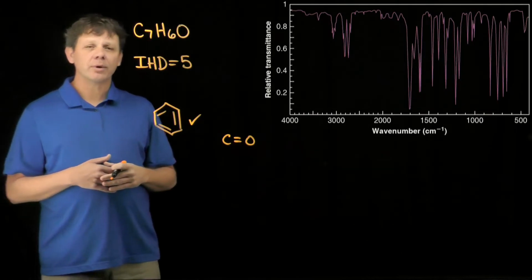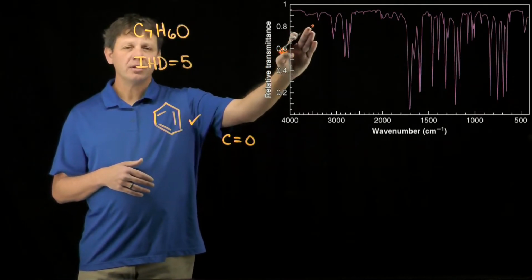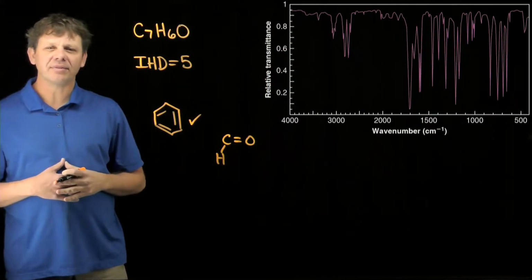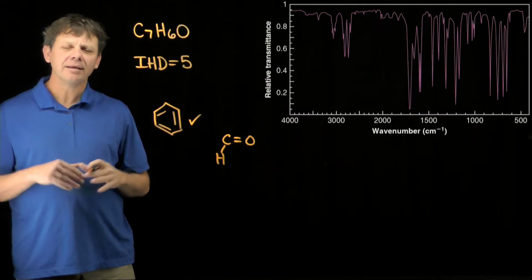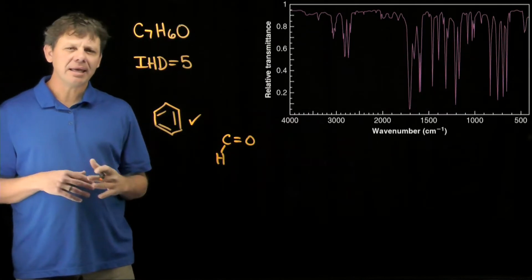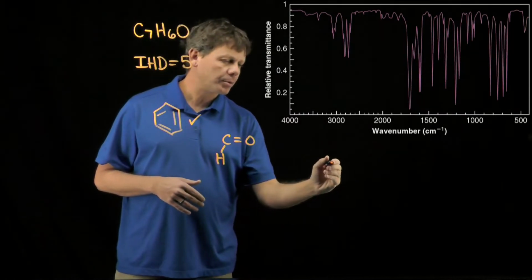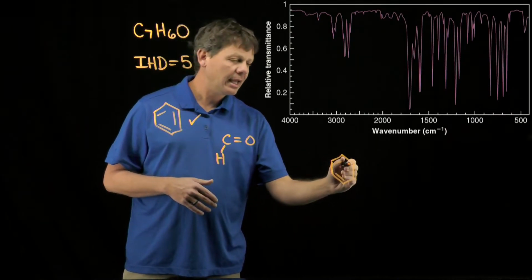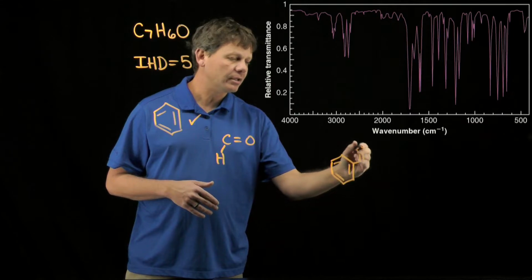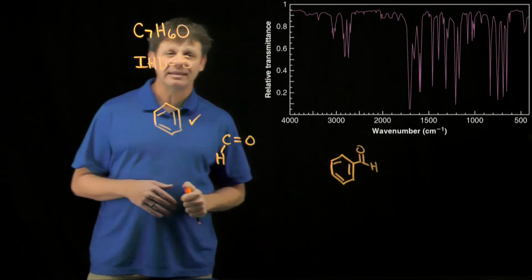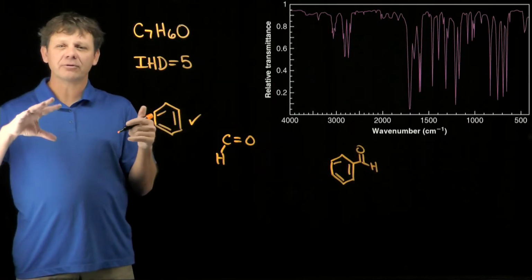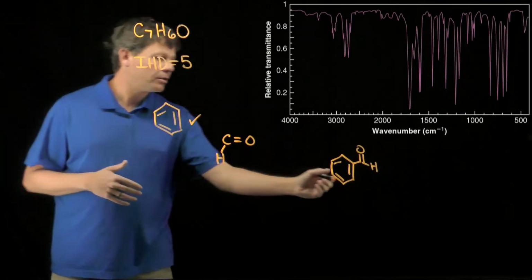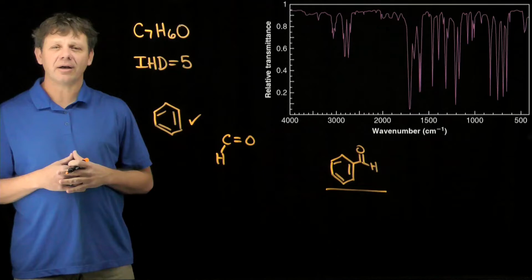The other thing you'll notice around 2700, we see those bands that represent the CH, suggesting that this might be an aldehyde. And we could go ahead and make a prediction about what the structure probably is for this molecule, even just based on the IR spectrum and the molecular formula. And you see how much information is contained in an IR spectrum in conjunction with the molecular formula for a small molecule like this. This molecule is probably benzaldehyde.